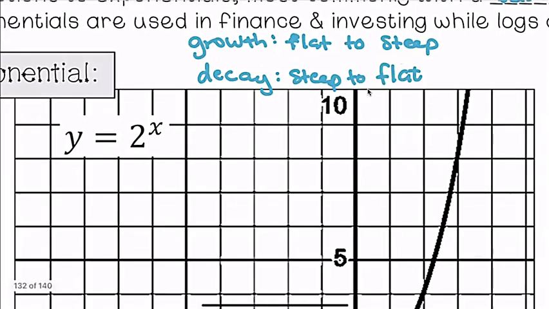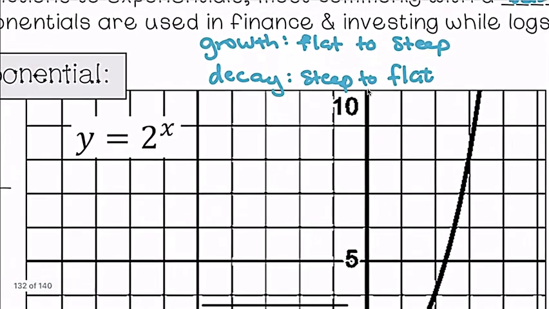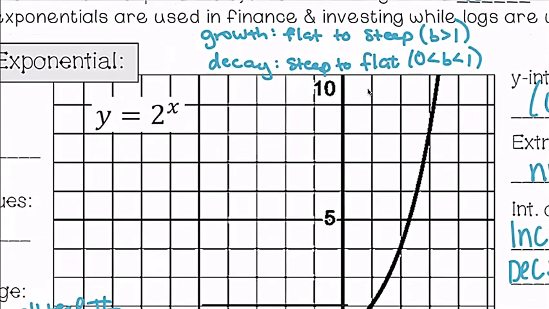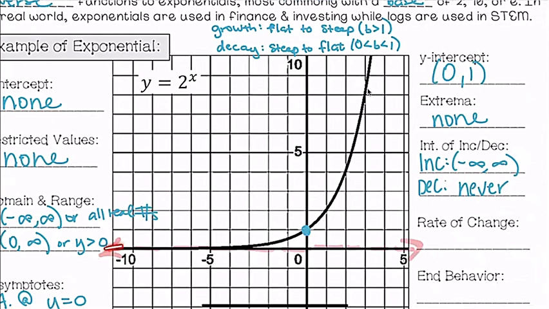There is also a way to figure it out without looking at the graph if you just have an equation. And for that, you're going to look at your b value, which is the one that has the exponent. In this case, it would be a 2. If your b value is greater than 1, you are growing. And if your b value is less than 1, it cannot be negative, so it's going to be bigger than 0. So if it's between 0 and 1, it is decay. And we'll go over that much more later on. So looking at our graph, we go from flat to steep. So this would be an example of growth.